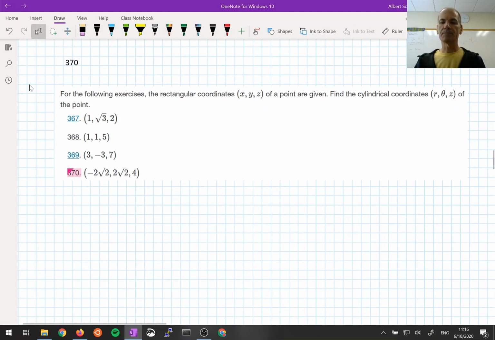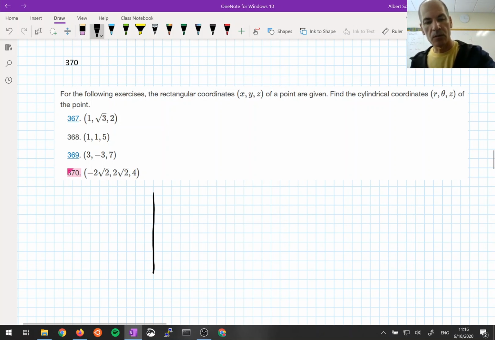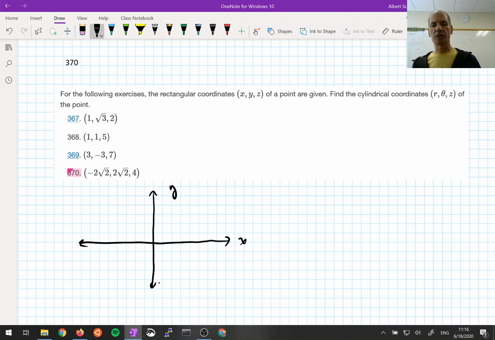In problem 370, we're asked to find the cylindrical coordinates given the rectangular coordinates. Let's focus on, again, problem 370. And when I'm working in cylindrical coordinates, because the z-coordinate is so simple, I always just focus on the trigonometry in the xy plane. In this case, we are going back a distance 2 root 2, say here, and we're going up a distance 2 root 2, say here. And we're interested in the angle, and don't forget, it's the angle with the positive x-axis.